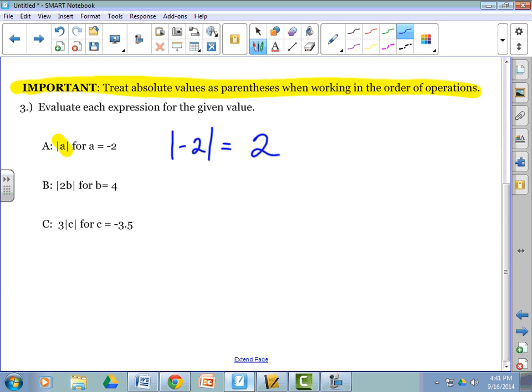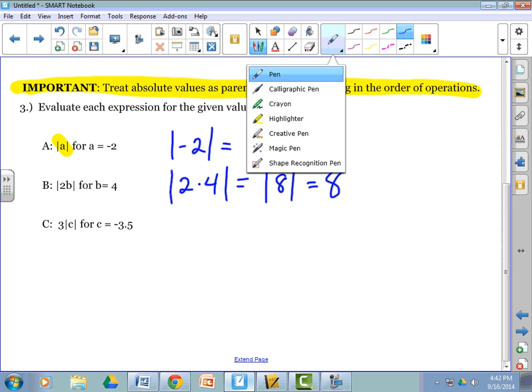All right, b. Again, absolute value of 2b. Now, we all know that that means 2 times b, the product of 2 and b, for b equals 4. So let's first substitute in what we know. This is the way we should be doing this. Absolute value of 2 times b, which is 4, which, as we simplify further, this becomes the absolute value of 8, which then is, as we know, 8. Okay? And then the last one.